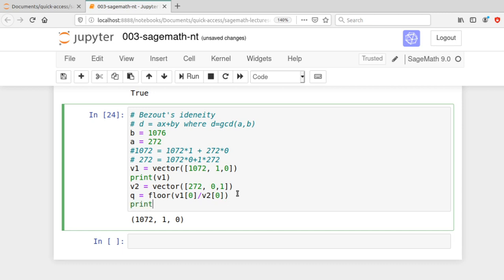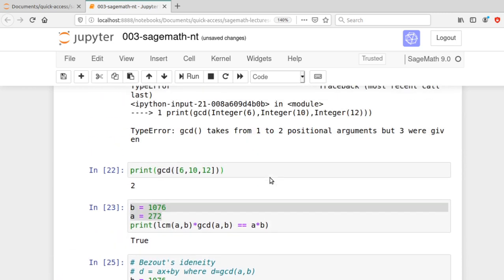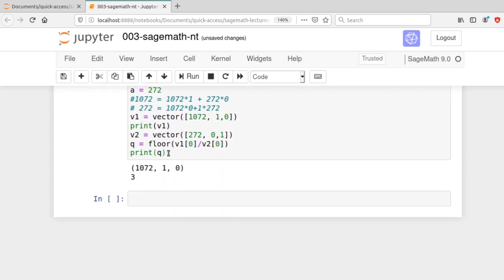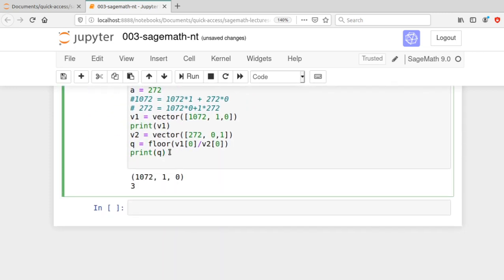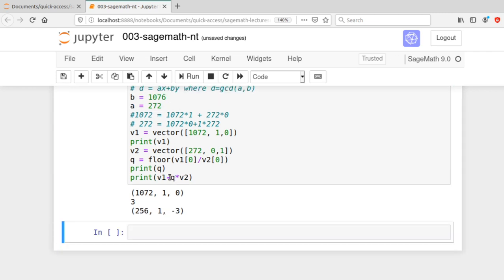Let us see what this q is. q is 3. See that in the previous step we had q equal to 3. Now we want to subtract. See, from v1 we want to subtract q times v2. Print v1 minus q v2, and what is the result? The result is 256 1 minus 3.